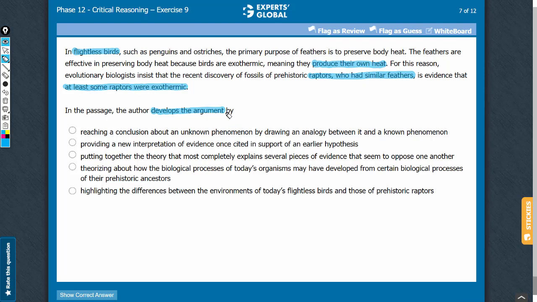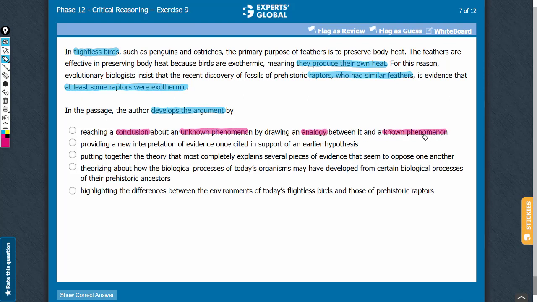Our broad expectation from the correct answer choice is that it draws an analogy between the feathers of raptors and the feathers of flightless birds and draws a conclusion about raptors. Answer choice A. This answer choice talks about reaching a conclusion about an unknown phenomenon by drawing an analogy between it and a known phenomenon.